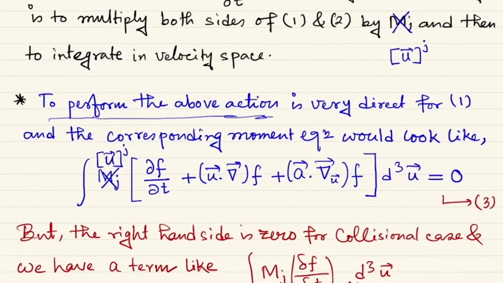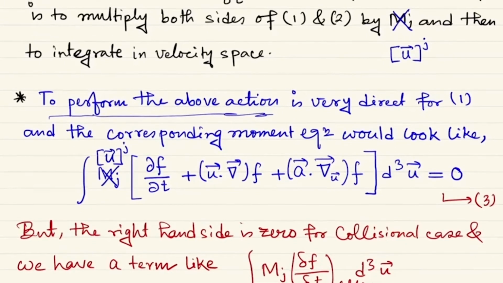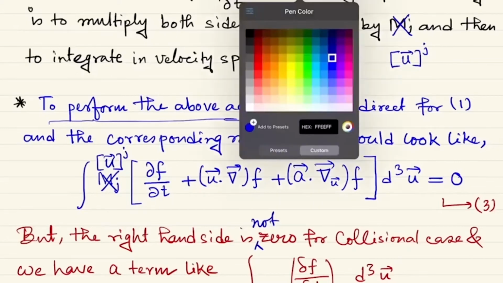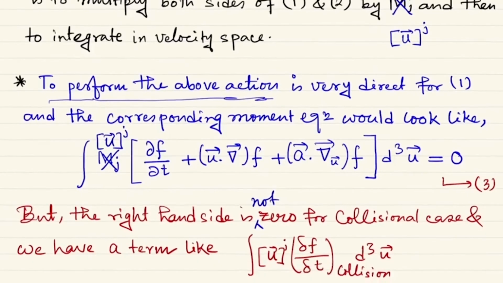So for the collisionless case, 0 is guaranteed, but for the collisional case, the right hand side is 0 only for special cases. In general, the right hand side for the collisional case is not 0, and we have a term like u to the j. Yeah, so that is the correct expression, as you can see.